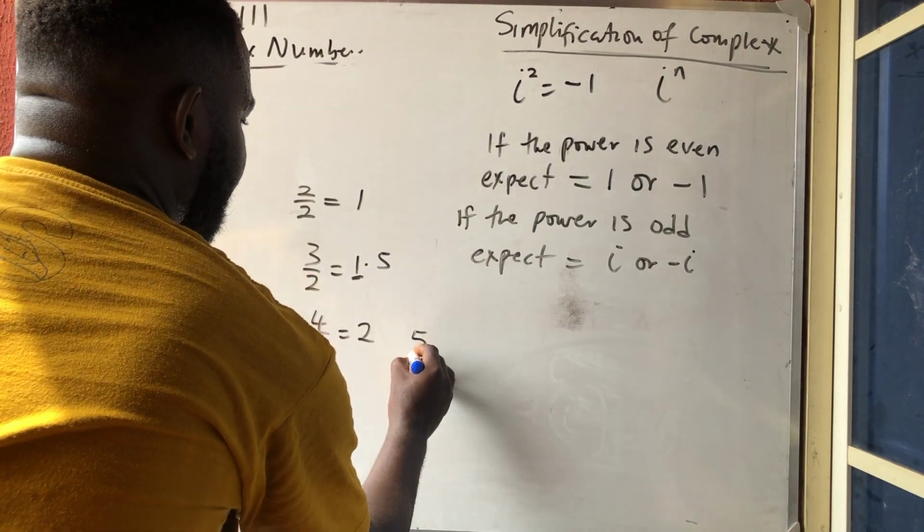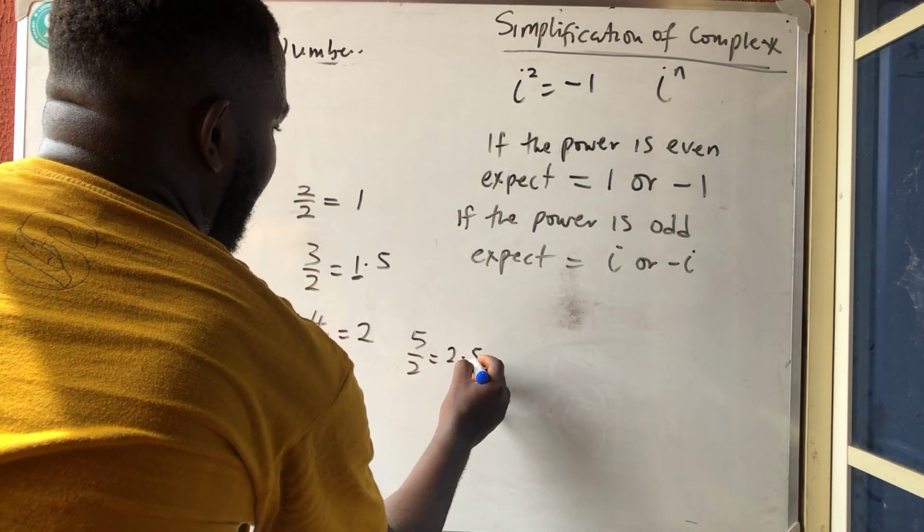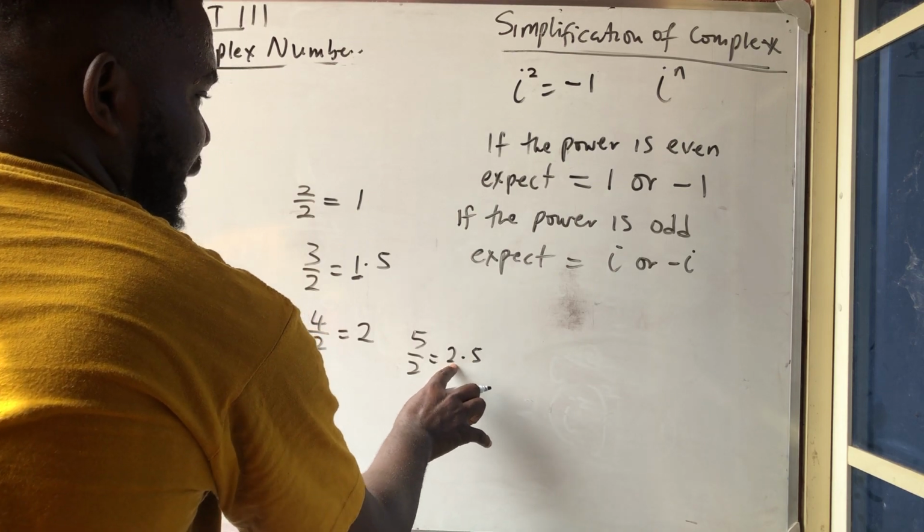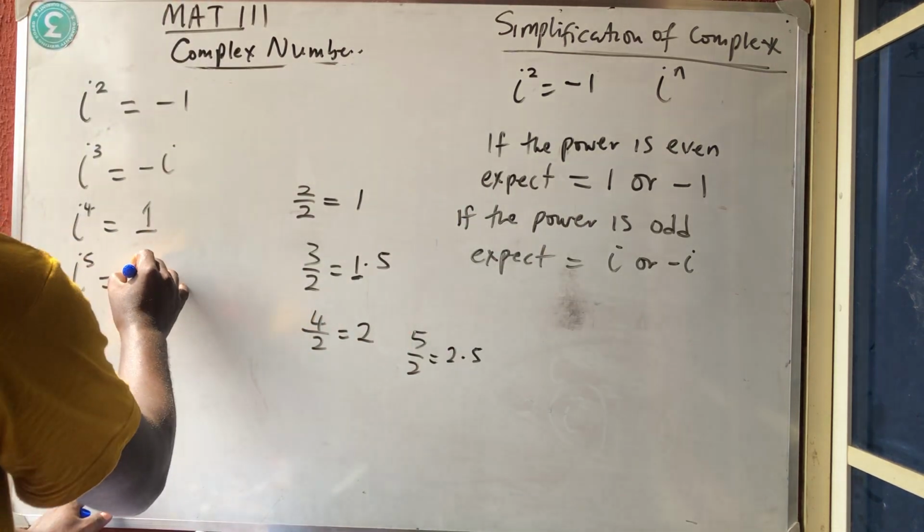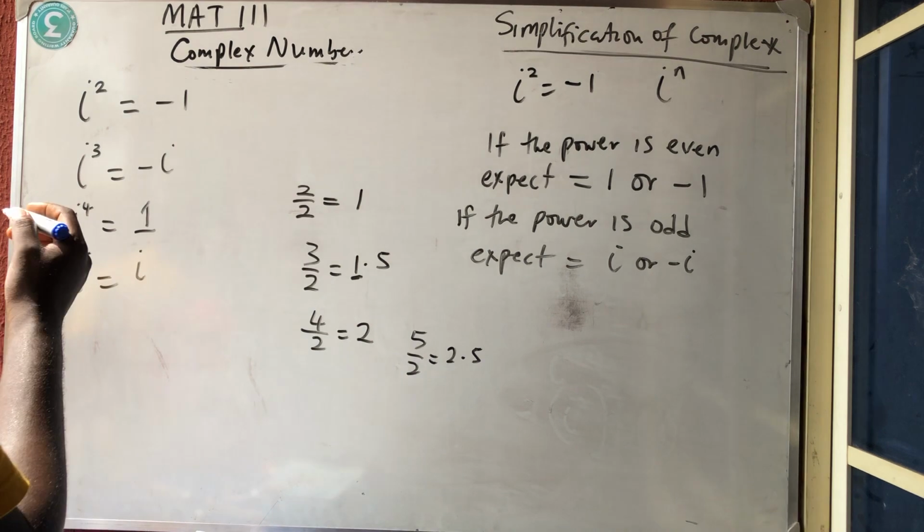I will now say 5 divided by 2, which is what? 2.5. I don't need the point part. This 2 is an even number, so I'm taking the positive one, which is what? i. Okay, let's do it again.